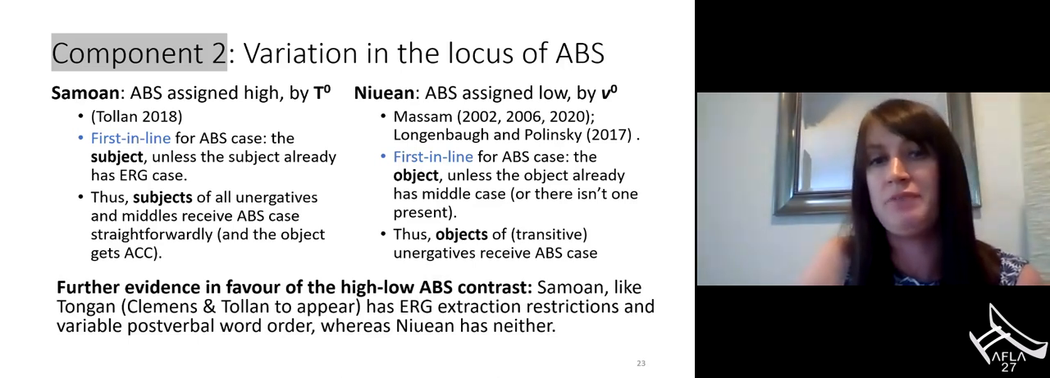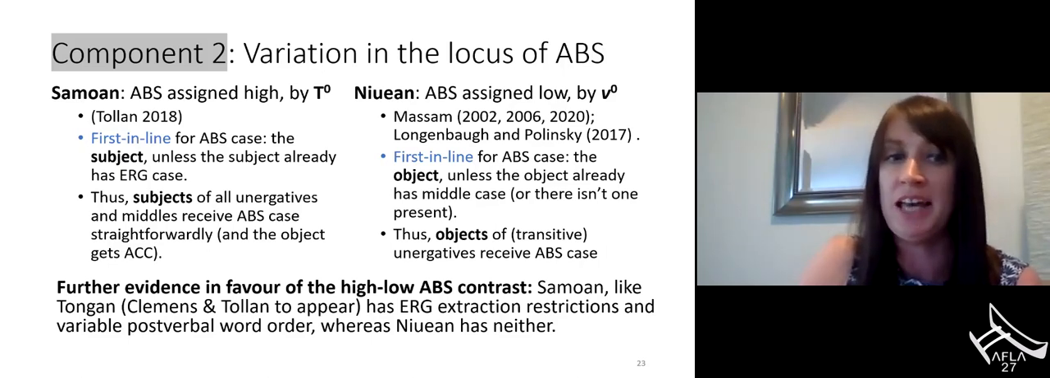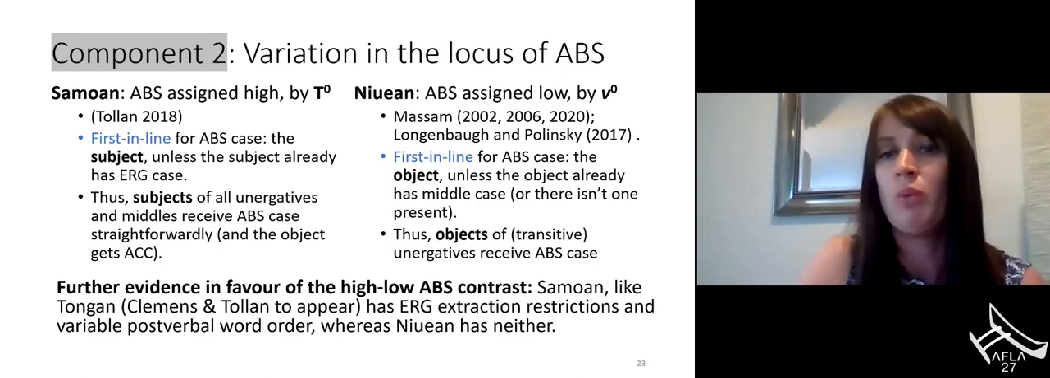And further evidence in favour of this high-low absolutive contrast was motivated in Lauren Clemens's earlier talk, so I'm not going to go through it now, but I'll just say that Samoan is like Tongan in that it has ergative extraction restrictions and it has variable post-verbal word order, whereas Niuean has neither.